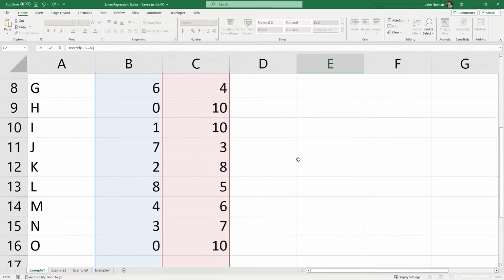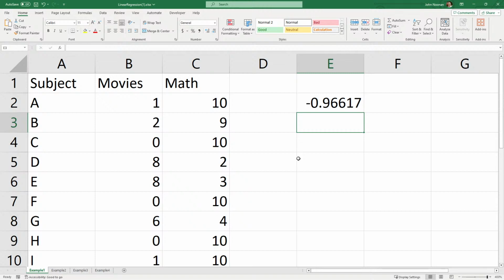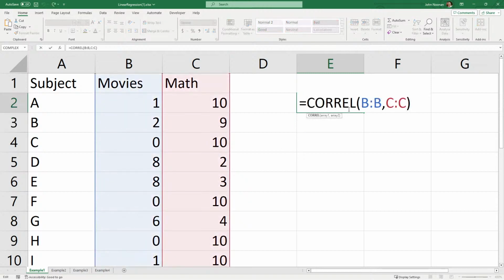Let's see, where is it? 16. So here, just to show you what I mean. Okay, so there's my correlation coefficient. Let me B2. Whoops, that's not what I wanted to do.